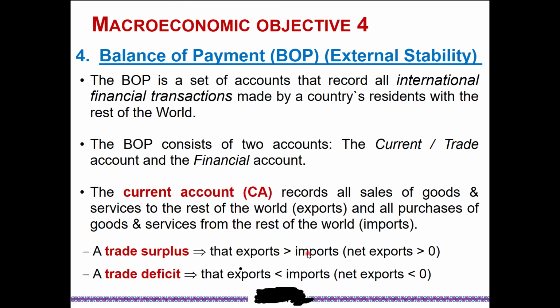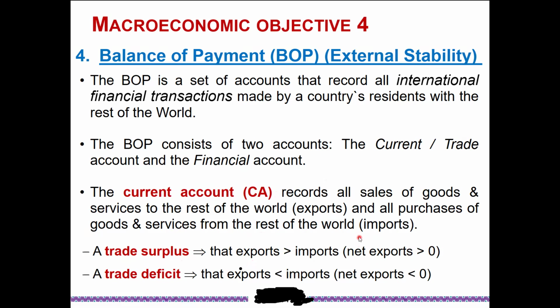And imports, we are buying, money is going out, that's an expense. So our income is greater than our expenses. Obviously, that is a trade surplus, right? Or net exports is greater than zero. Net exports, you get it by saying exports minus imports, right?